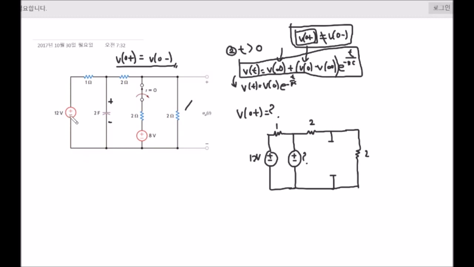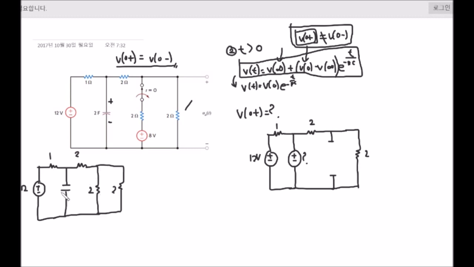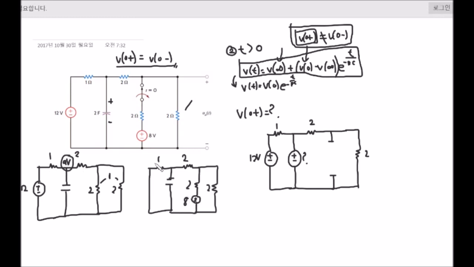To solve this problem, we can use the superposition theorem, and the two circuits that we get from it will look like this. The first circuit, created by this 12 volt voltage source, would look like this. Since these two resistors are in parallel, they sum up to 1 ohm. If you use the voltage divider to find the voltage at this point, it is 9 volts. The second circuit, created by this 8 volt voltage source, would look like this. We are still trying to find the voltage at this point.